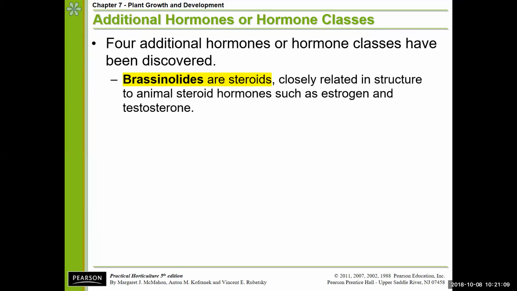So here are the four additional classes of hormones. The brassinosteroids are steroids, and they're actually pretty similar to animal steroids such as estrogen and testosterone. And we're still figuring out how those could work and could be used in crop production.